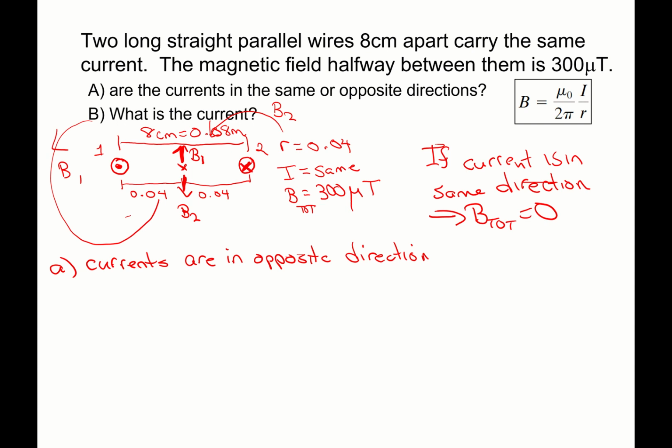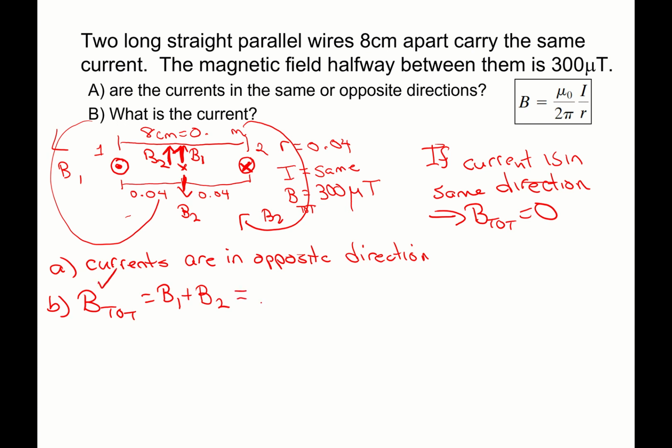So now let's assume they're in the opposite direction. So B2 goes in, so the I2 goes in. And so for B2, put your thumb in, B2 goes around clockwise. So B2 is also going to go up towards the top of the screen. So that means that the total field is B1 plus B2.